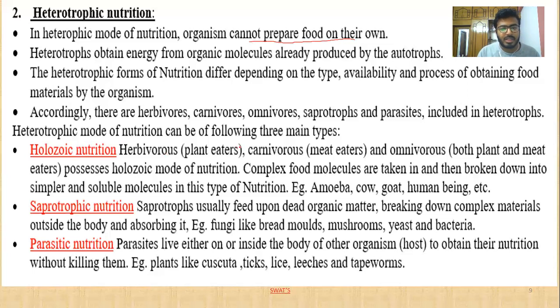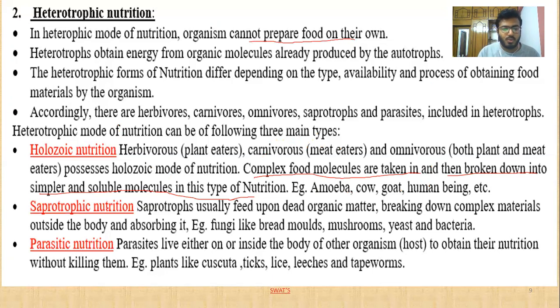Herbivorous means plant eaters, you already know that. Carnivorous means meat eaters. Omnivorous means both plant and meat. They possess the holozoic mode of nutrition. Complex food molecules are taken in and then broken down into simpler and soluble molecules. Examples are cow, amoeba, goat, human being, etc. So herbivorous, carnivorous, omnivorous are all holozoic, because they take food in and the breakdown happens inside the body.